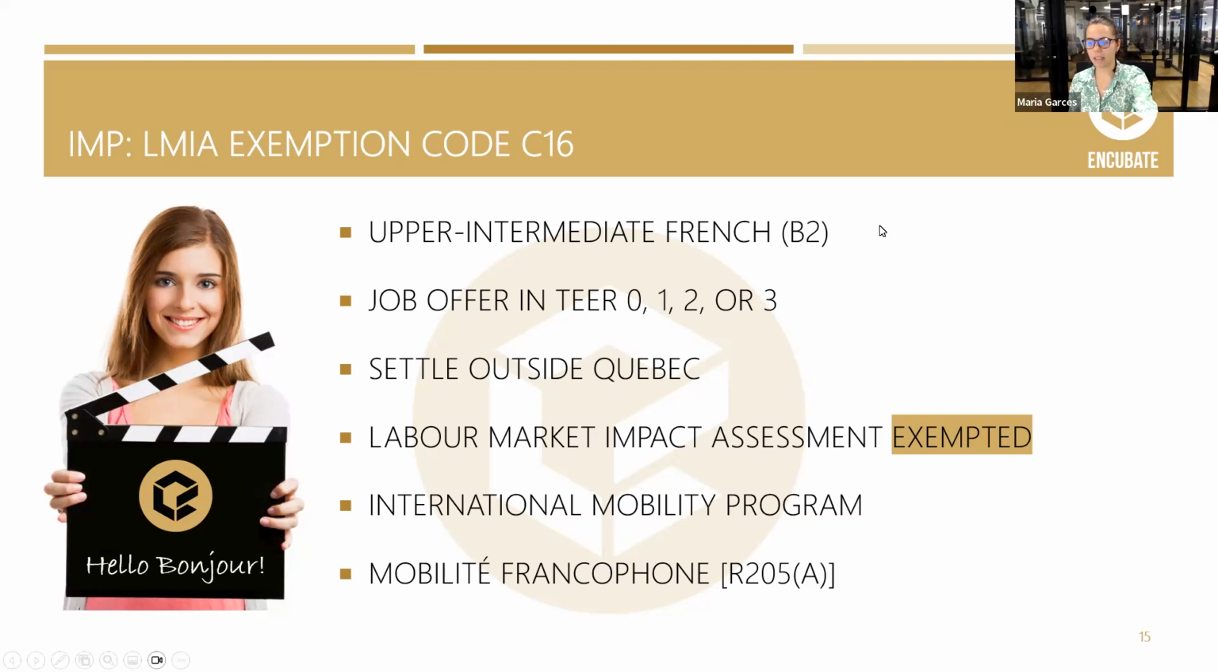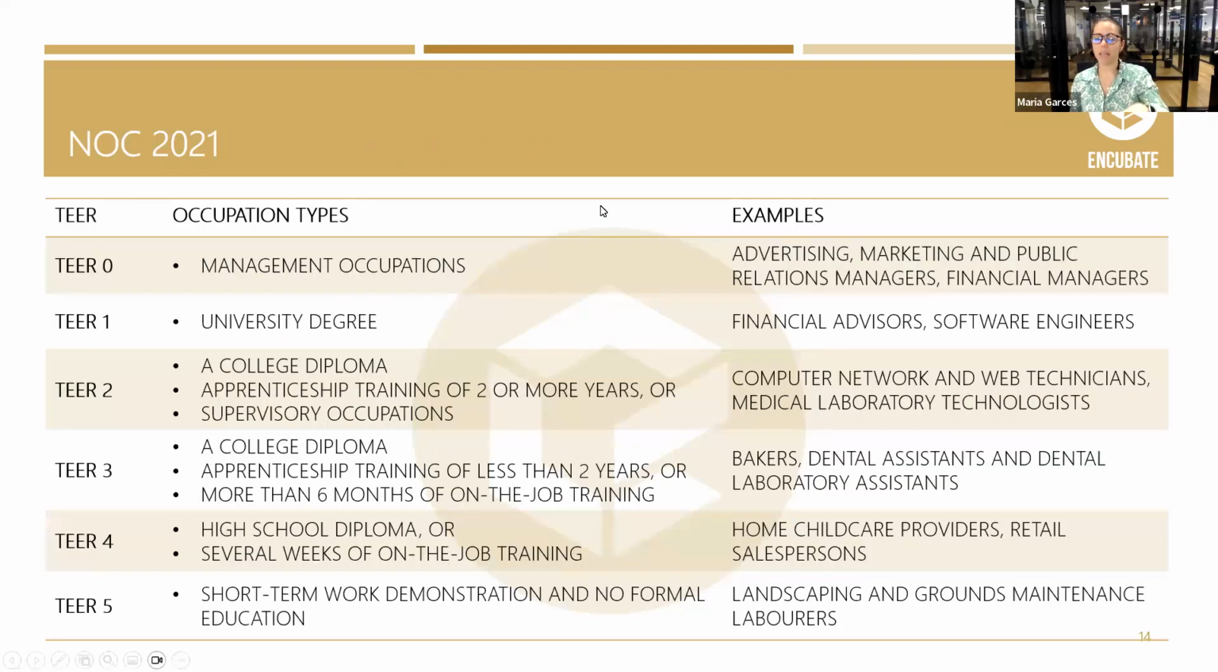And the slide that I did skip is actually important in case you're not familiar with the NOC system. Just a quick overview of how the government classifies job positions in Canada. There are 6 levels. It was just restructured in November last year. We classify them as tiers, so tiers 0 to 5. And again, they are ranked based on the level of education that each of these requires and the years of experience that each of these requires.